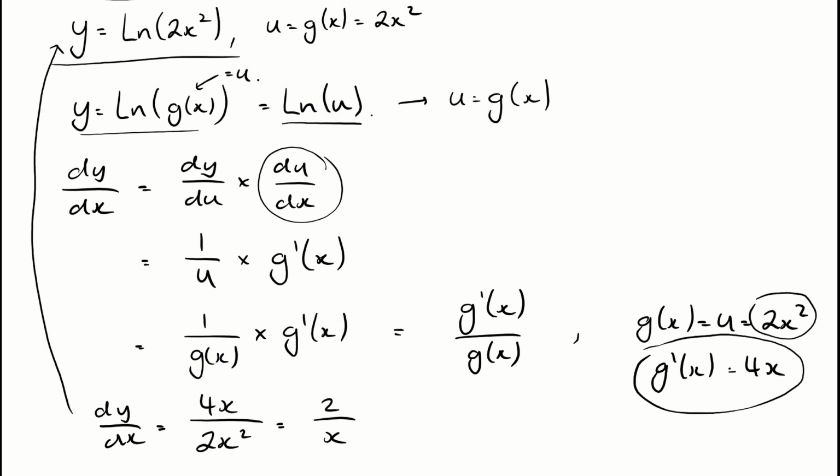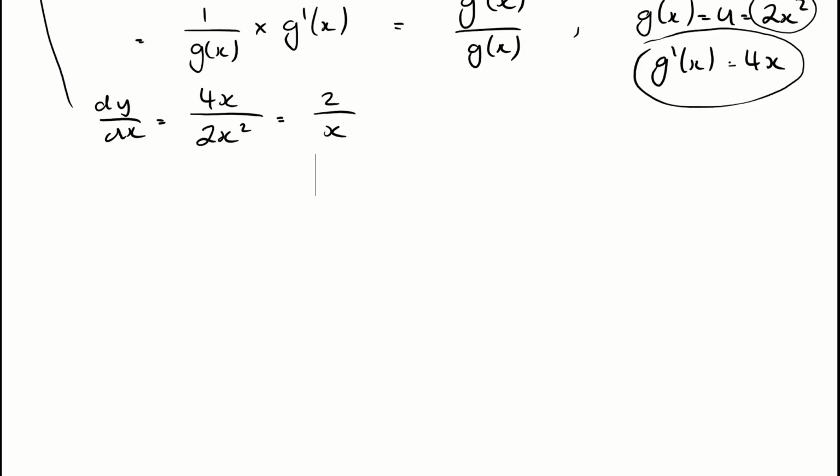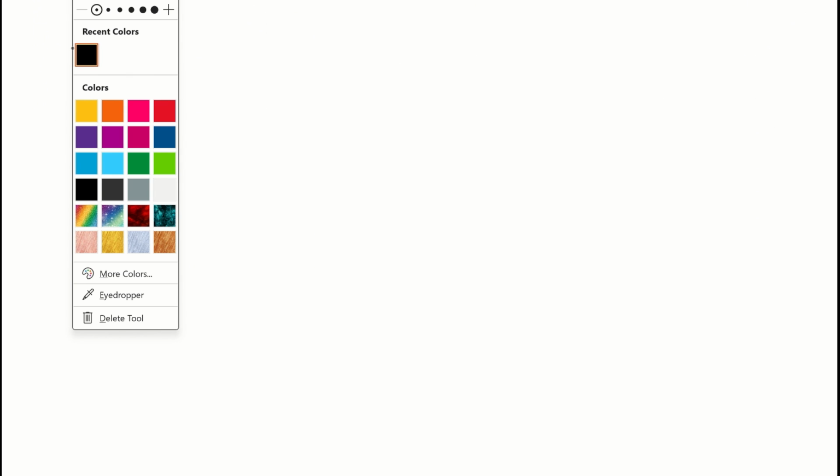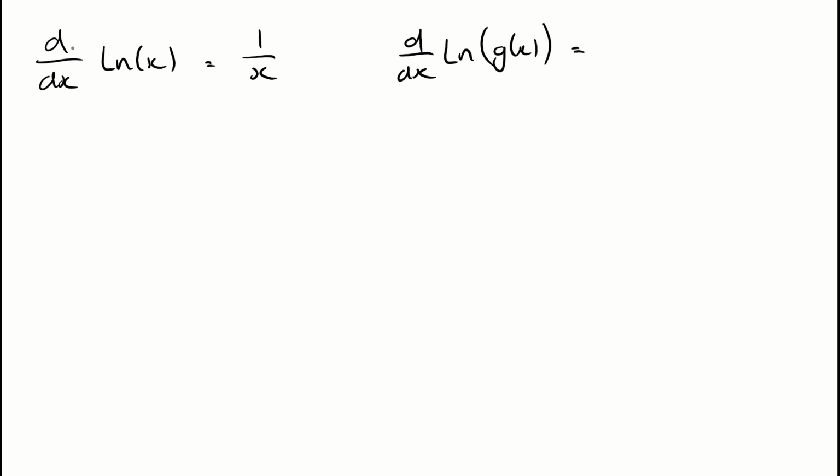Some of that proof might have been a little bit complicated, and I'd recommend you go back and watch that a couple of times. But to sum up, we have the following 2 rules. If I differentiate the natural log of x, I just get 1 over x. And if I differentiate the natural log of some function of x, call it g of x in this case, that would be the derivative of that g of x divided by that function itself.